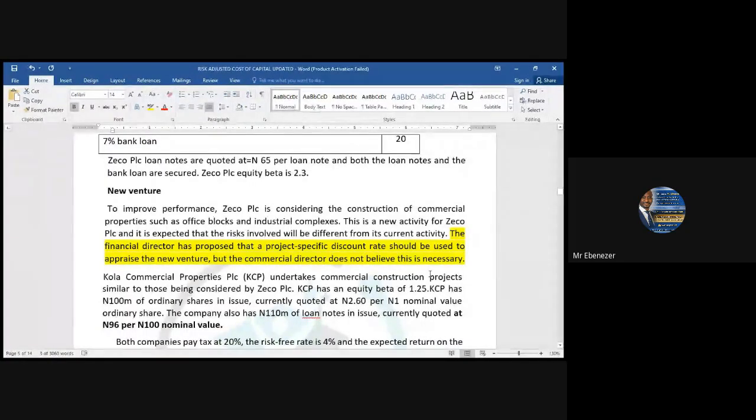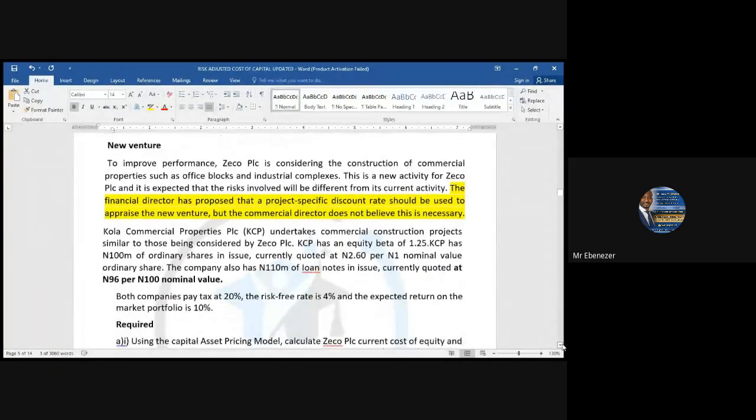So the finance director has proposed that a project specific discount rate should be used to appraise the new venture. But the commercial director does not believe this is necessary. You can see the argument. Plus, SFM is very simple. You don't need to cram it. If you understand all those things, this is an argument between the financial director and the commercial director.